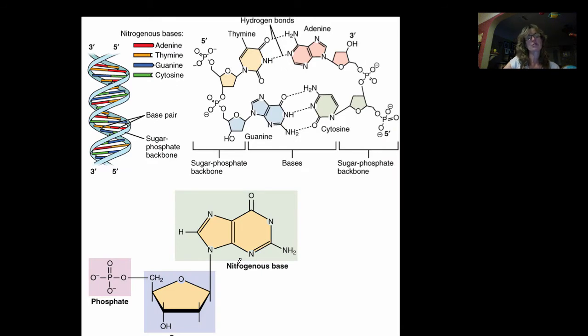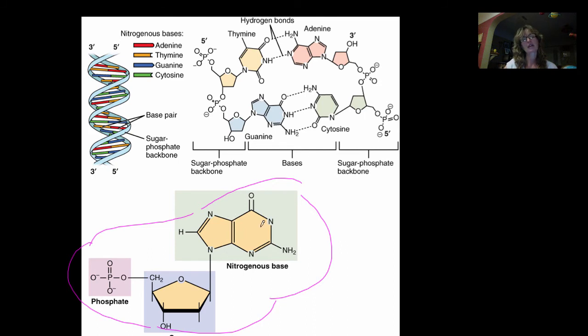Here's a zoomed in view of one nucleotide. Notice, just like we know from levels of structure, monomers, this is the monomer that makes up DNA, are made of smaller molecules. And so we have a nitrogenous base, a sugar, and a phosphate that make up one nucleotide. That nucleotide then is put together in a chain to make up the double helix that is DNA, deoxyribonucleic acid.